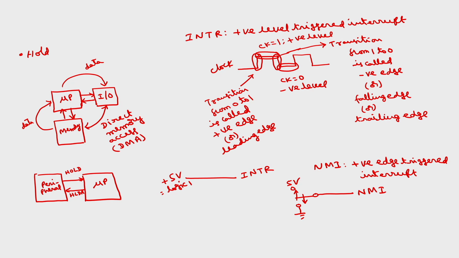So, we will discuss more details that time. So, this is the direct memory access. In this we will use hold and hold acknowledge signals. This is also an externally initiated signal. So, these are all the microprocessor operations we have discussed till now, all the three types of the microprocessor operations.